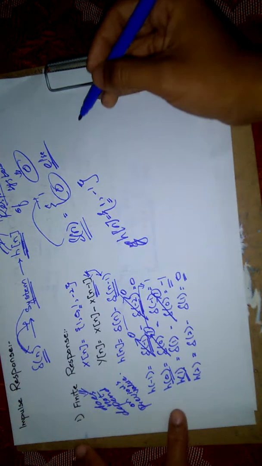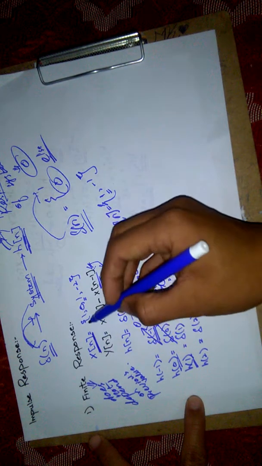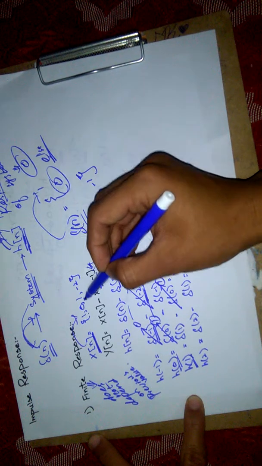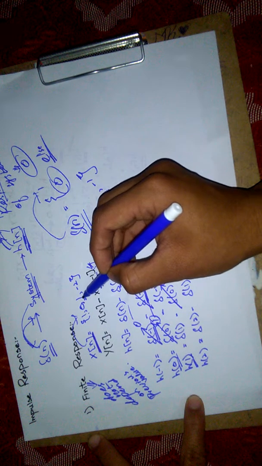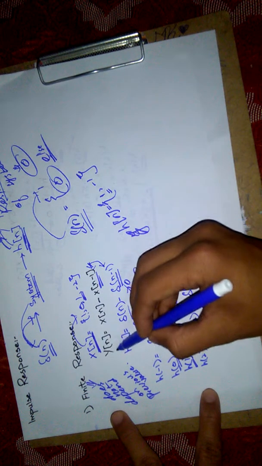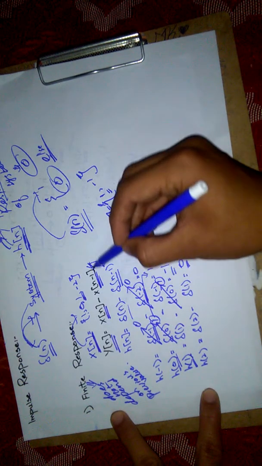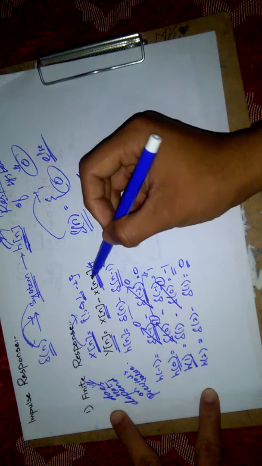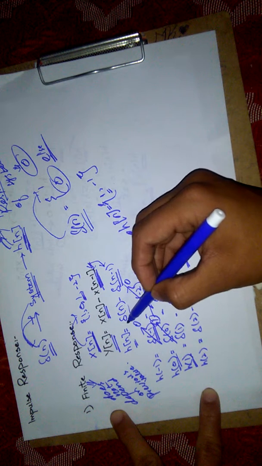Suppose we have a system in which the signal x of n equal to 1, 0, 1 and minus 2, in which I have the 0 index at 1, and the system y of n equal to x of n minus x of n minus 1, and I have to find the response of this system. So h of n equal to delta n minus delta n minus 1 if this passes through the system.